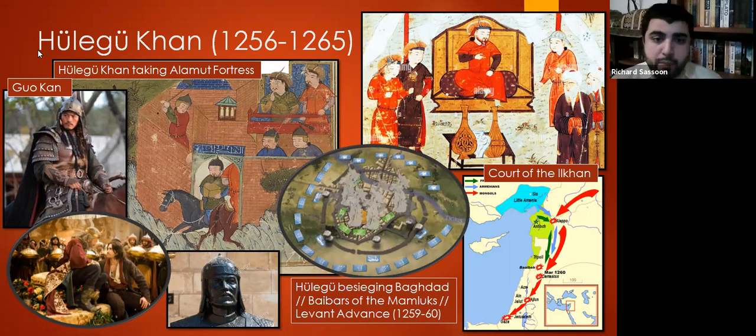Hülegu Khan, as we mentioned last time, also then pressed his attack onto the Levant region. He won stunning victories at Aleppo and at Damascus, and even sent soldiers as far south to create a garrison as Gaza. Baybars, the Mamluk, you can see him in the lower left-hand side, was able to defeat the remaining forces of Hülegu Khan in 1260 at the Battle of Ain Jalut, which prevented the Ilkhanate from holding any of these Levantine territories.